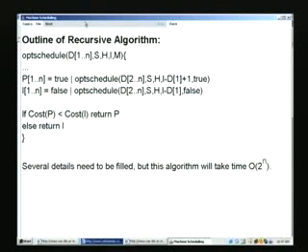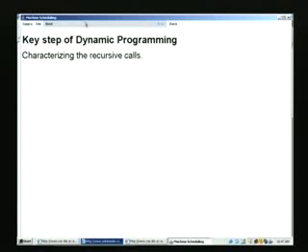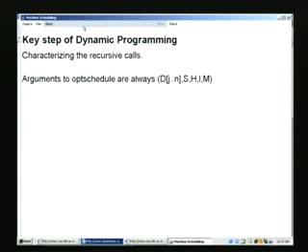Okay, so the next step in the dynamic programming idea. This step is the key step of dynamic programming, which is characterizing the recursive calls. So the first observation is that opt schedule is always called using arguments d_j through n and S, h, where j can be any number. Okay. So let me just point out why this is.